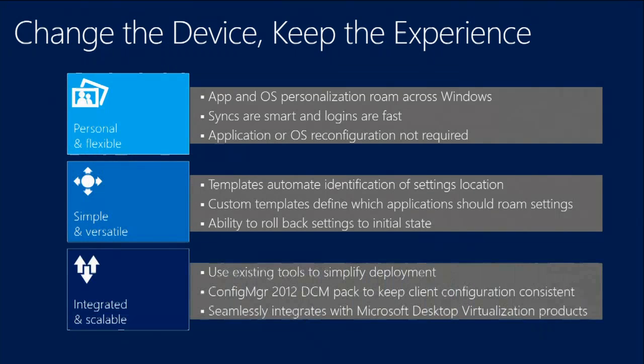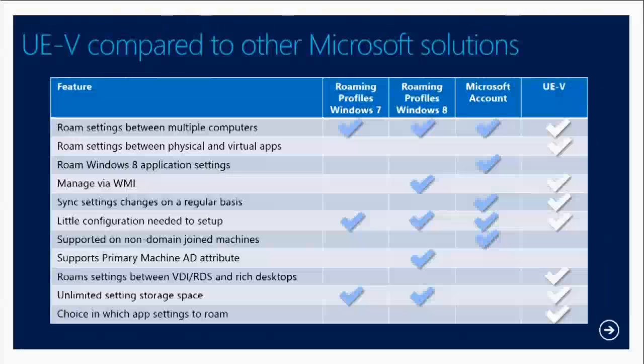Next one is integrated and scalable. And when we talk about this, this is all about leveraging what's in your enterprise today. So you shouldn't have to roll out servers and new infrastructure. If you have Configuration Manager, we have a Configuration Manager pack on top of that. We make it easy to integrate with other tools, and even with Group Policy, we allow you to manage that across your directories and environment as well. So very simple and easy to use in your environment. Those are the 3 pillars that we'll talk about.